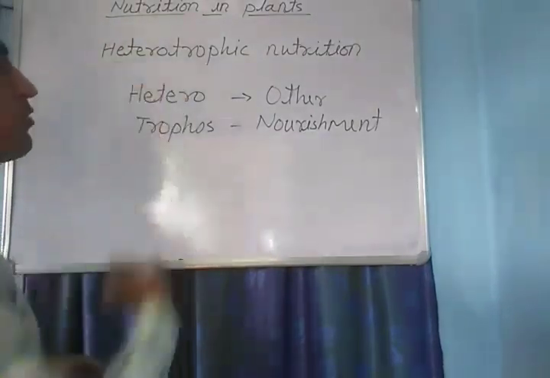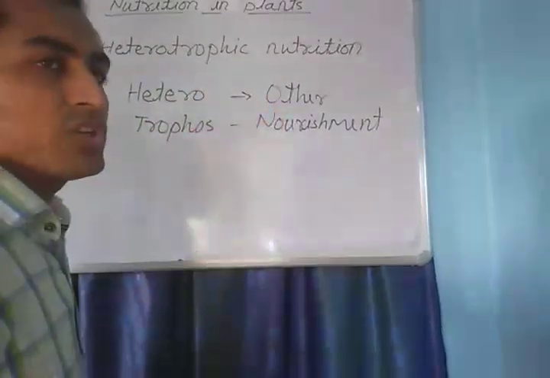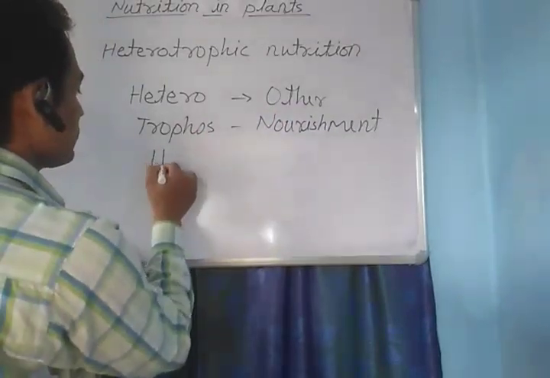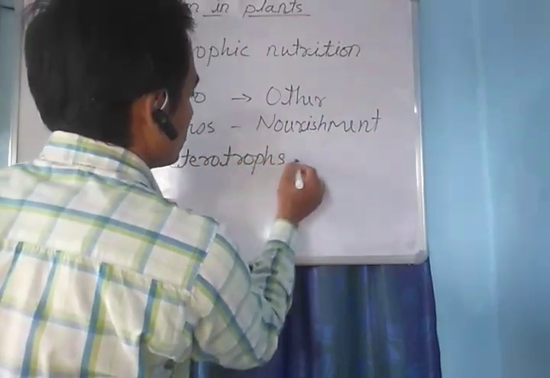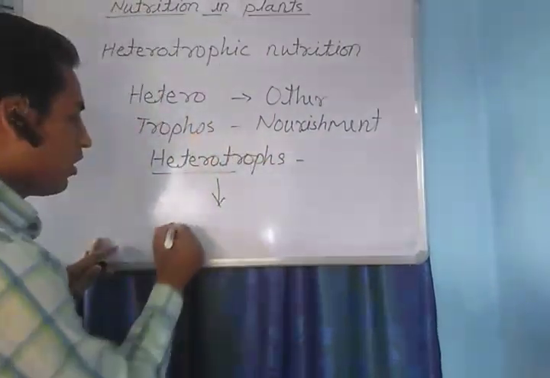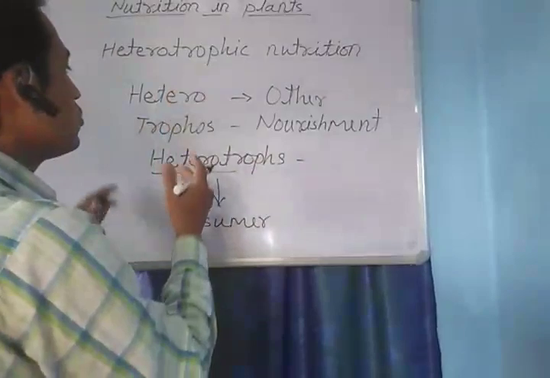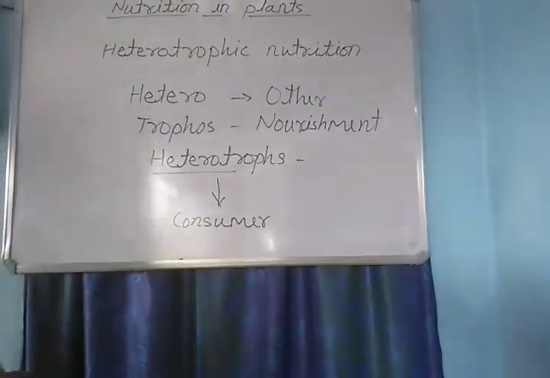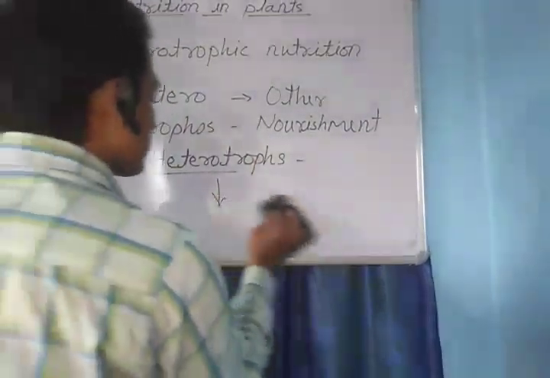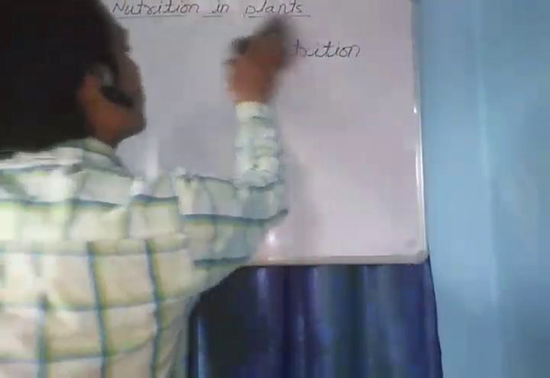The organisms which follow this type of nutrition are known as heterotrophs. Heterotrophs are also called consumers, as they consume the food made by autotrophs. Okay, so the next topic: the mode of heterotrophic nutrition is of different types. So let's come to know about that.